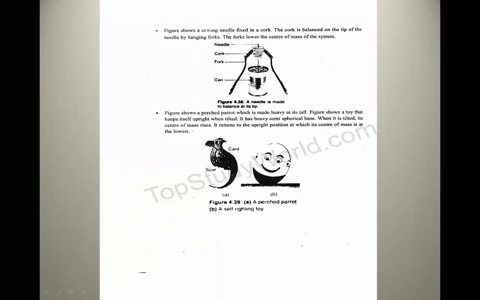Next one is stability and position of center of mass. This diagram is given in your physics textbook, page number 102. He is saying that as we have learned, the position of center of mass of an object plays an important role in its stability. To make them stable, their center of mass must be kept as low as possible.